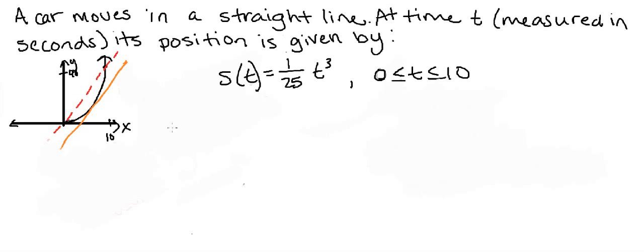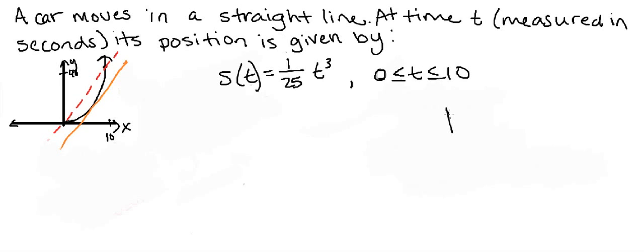So today we are going to talk about the mean value theorem, and I'm going to give you a problem and walk you through it, and hopefully that will show you how it's used and why it's useful. So let's say you have a problem that says a car moves in a straight line. At time t, its position is given by the function s of t equals 1 over 25 times t cubed, for 0 is less than or equal to t is less than or equal to 10.